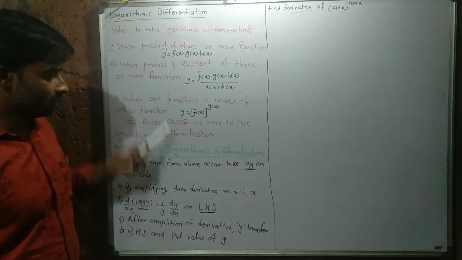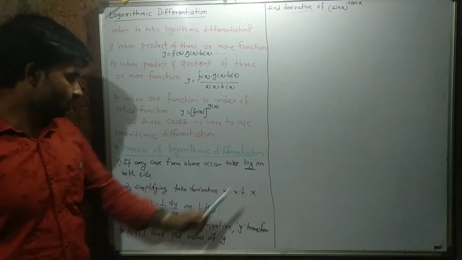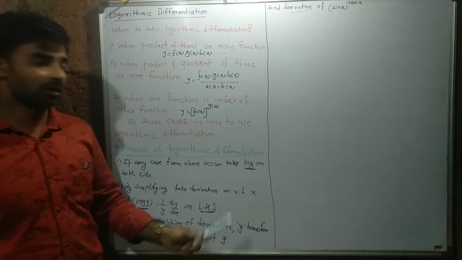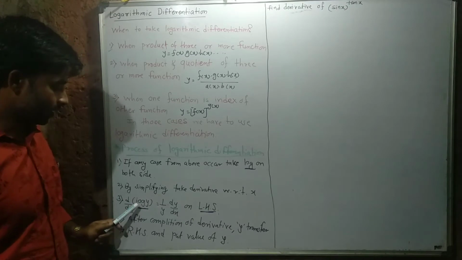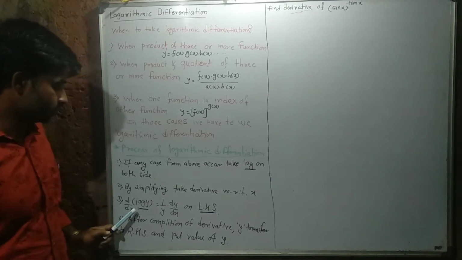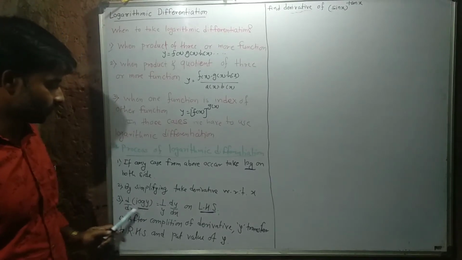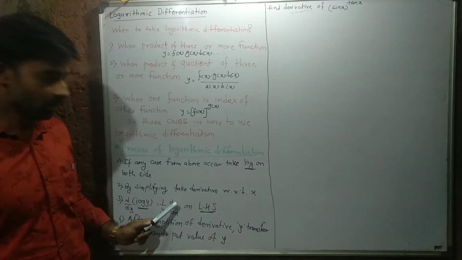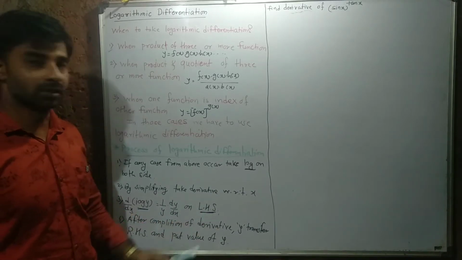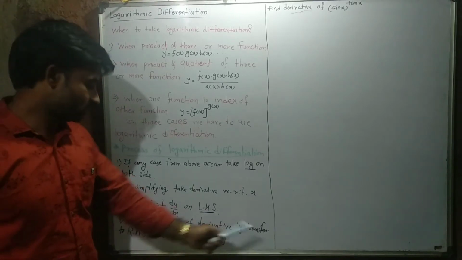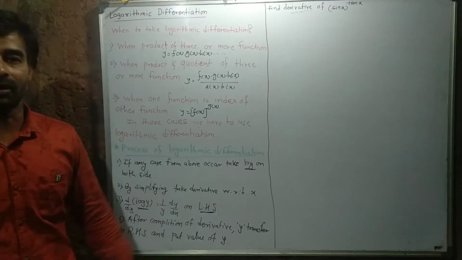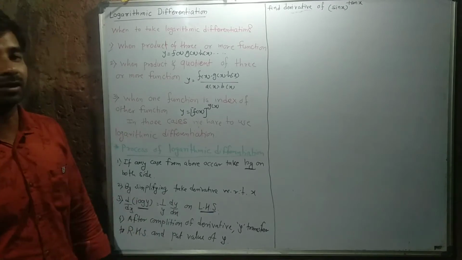The process of logarithmic differentiation is this: if any of these three cases occurs, take log on both sides and simplify, then take the derivative with respect to x. The most important thing is the derivative of log y with respect to x, which is 1 divided by y into dy by dx. It is put on the LHS, and after completing the derivative, y is transferred to the RHS and we put the value of y. This is the procedure.